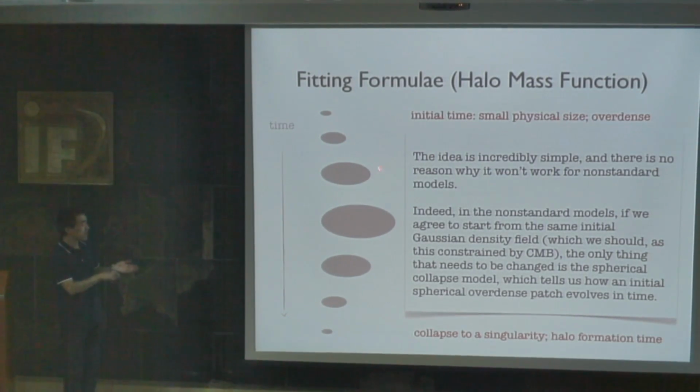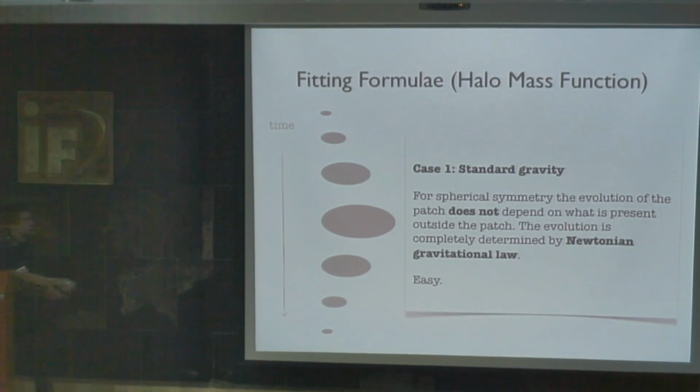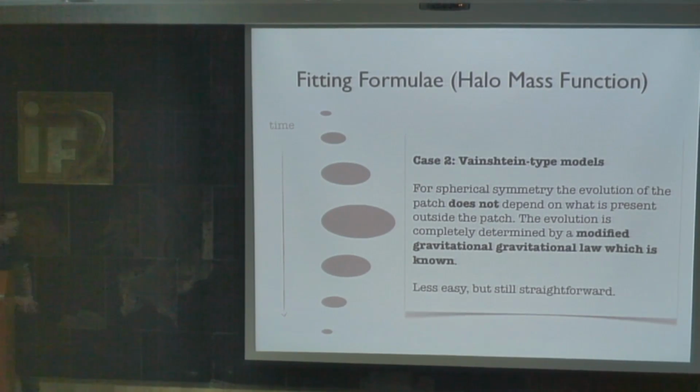So what you need for a non-standard model is just to model the evolution of this patch in time. This could be different. So here I give you a few examples. The first example is the standard gravity. We all know that it is governed by Newtonian gravity. So the evolution is very simple. That's good. And the second case is the Vainshtein type of models, such as the DGP model we saw just now. For this kind of models, it has a special property. If this region is spherical, then the evolution of this region will not depend on its environment. So this will evolve as a separate universe, although it follows a different gravitational law. So if you know that gravitational law, you can predict this evolution.